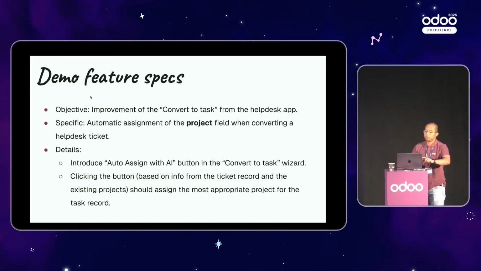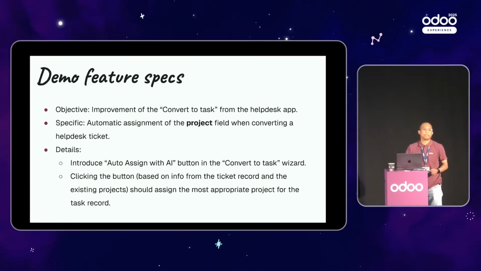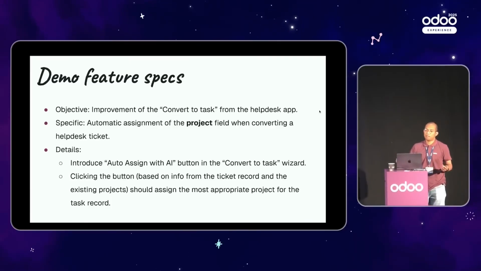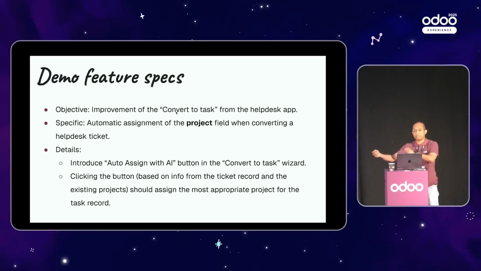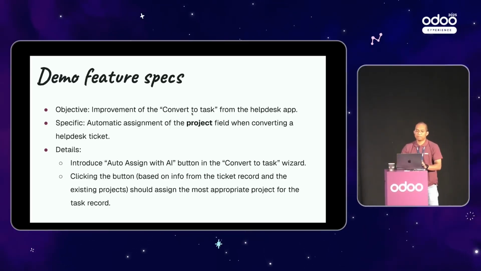So my proposal here is to improve the convert to task from the help desk app. I'm guessing most of you are familiar with this. Not really, because it's a hidden button. There's a button in the help desk app that converts a ticket into a project task. Let me show it to you.